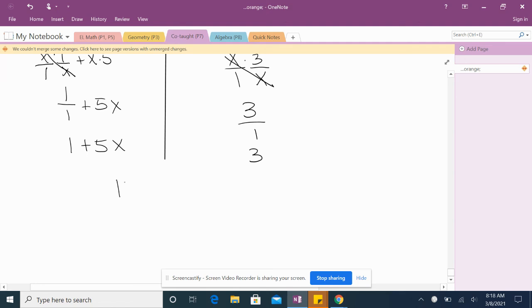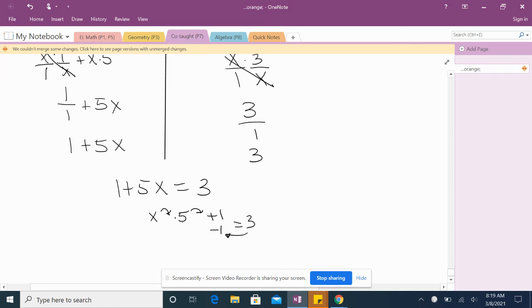Now I have 1 plus 5x equals 3. I can't balance here because I have x on one side. So when x is on one side, I can backtrack. So x times 5 plus 1 equals 3.